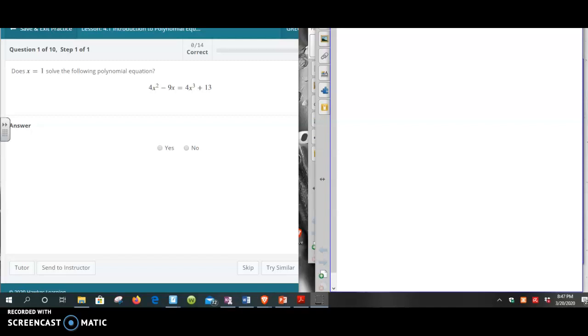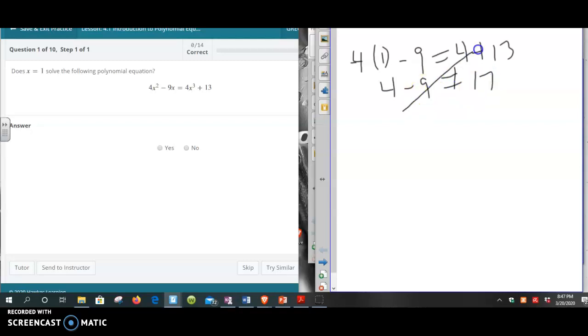Okay, so does x equal 1 solve this polynomial equation? For this particular problem, we would just put in 1 and see if it balances the equation. So it'd be 4 times 1 minus 9. Does that equal 4 plus 13? You're going to get 4 minus 9, so it's not, right? Because 4 minus 9 does not equal 17. So we're going to say no on that one.